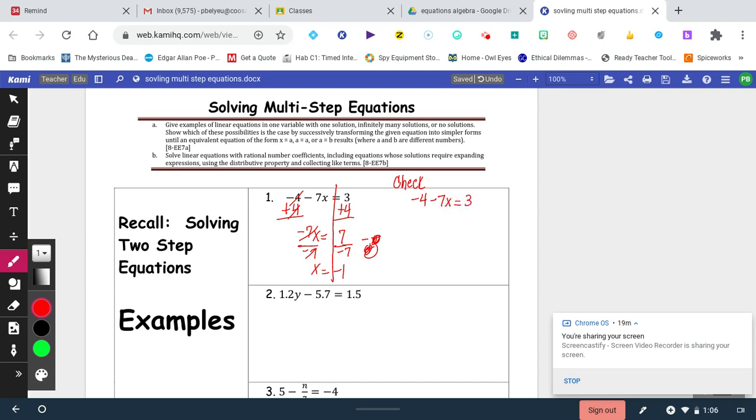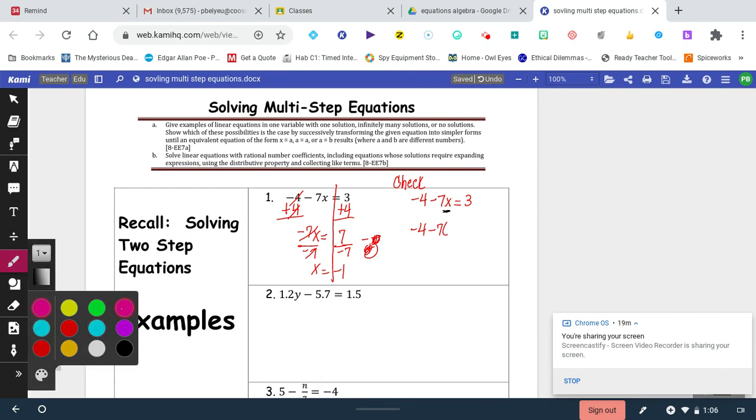Instead of writing an x right here on the next line, I'm going to write -4 minus 7 parentheses. That's multiplication. And I'm going to change my x to -1 equals 3. So we end up with -4. A negative times a negative is a positive. -7 times -1 is +7. Well, this left side is going to equal 3. So basically, it checks out. The only number that makes this left side equal to 3 is -1.